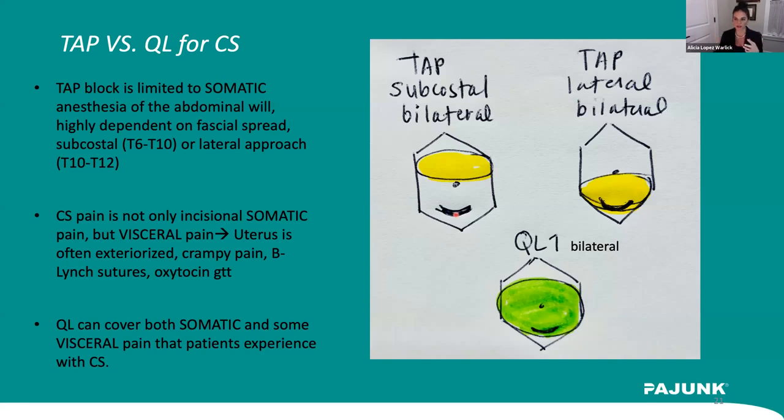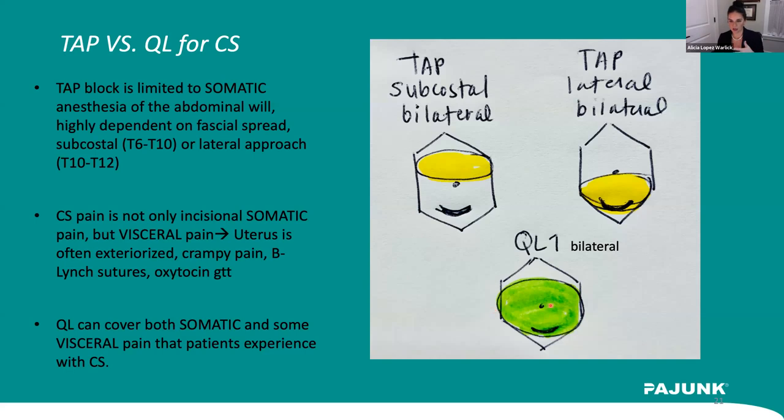So why do I love the QL1 and why do I always choose to do that? Well, the QL can cover not only somatic, but this visceral pain that we talked about, the reasons you have visceral pain. It can cover both of those, right? And so I like the QL, not only because it's kind of easy. I'm not doing 4 blocks. I'm just doing 2 blocks.